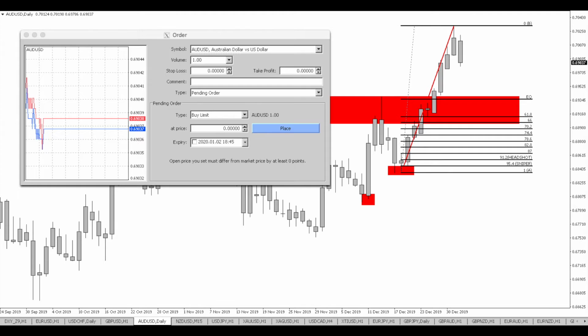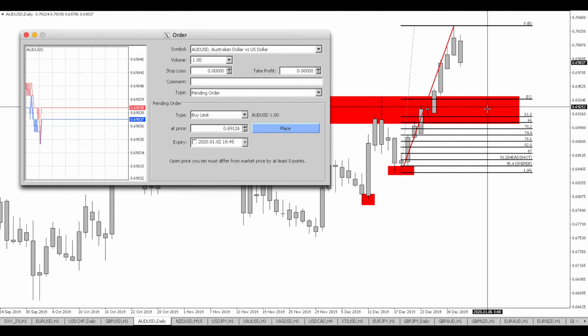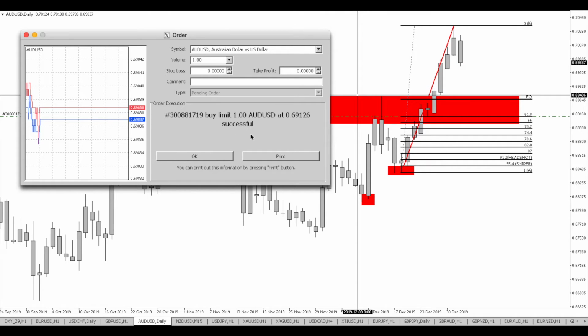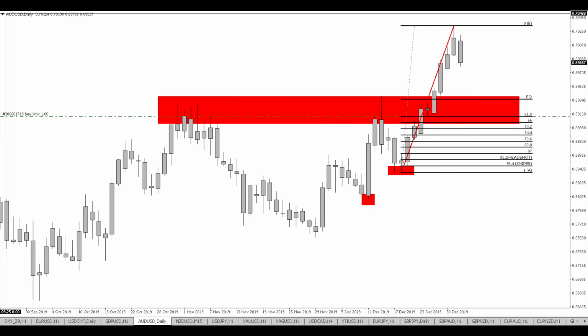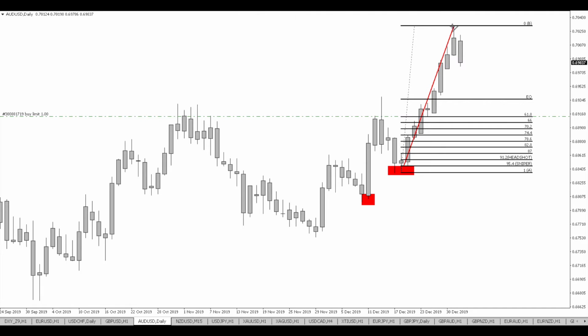What's the price? The price is 0.69126. Then you can put your stop loss in, put your take profit, whatever you want. But then you'd place that limit like that. You can see the limit is successfully placed, and now you won't have to do anything. Price will come back down to you. If price comes back down into that region, we'll be going long.